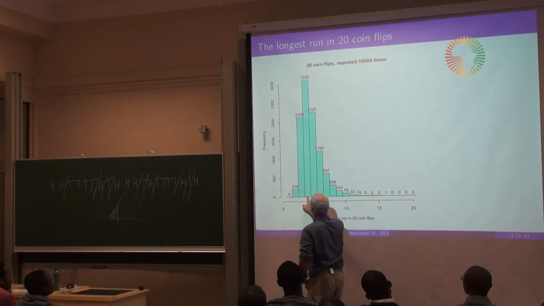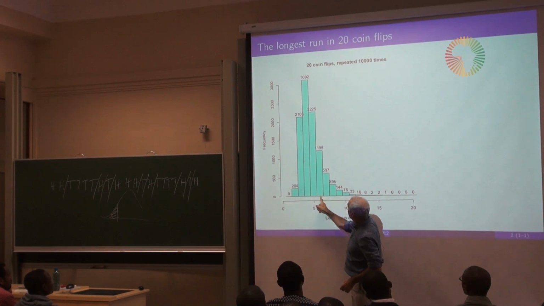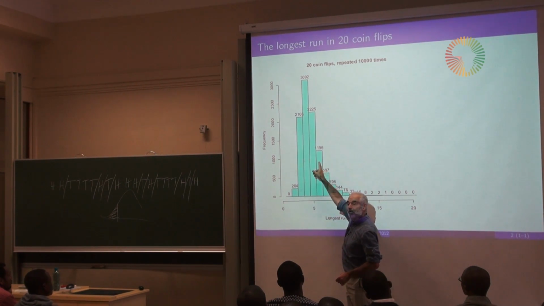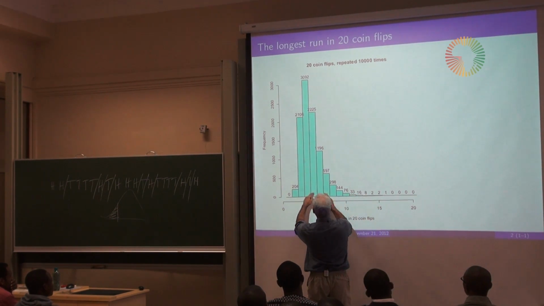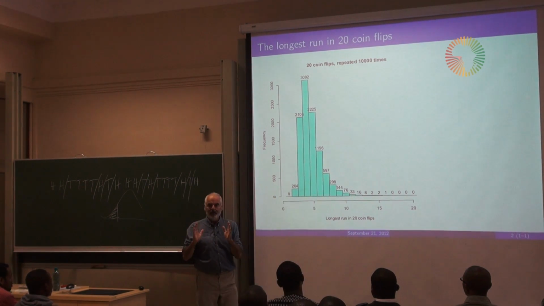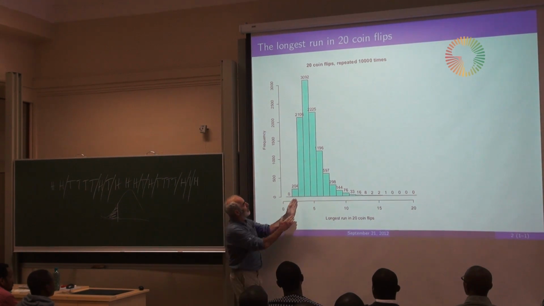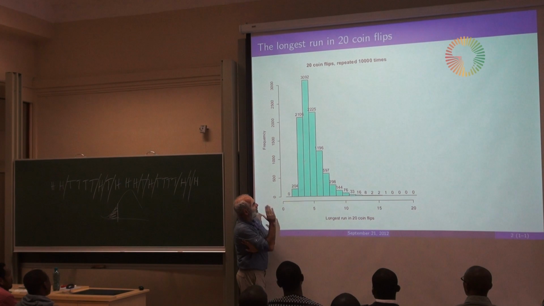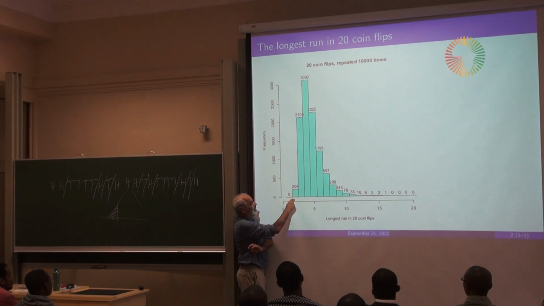The most common longest run is 4. And 5 is very common, and 6 is very common. About 10% of runs will have 6 in a row, and about 20% will have 6 or more in a row. It's extraordinary. So the point is that when people are making them up, they will often just put 2, and you know that that's incredibly rare.